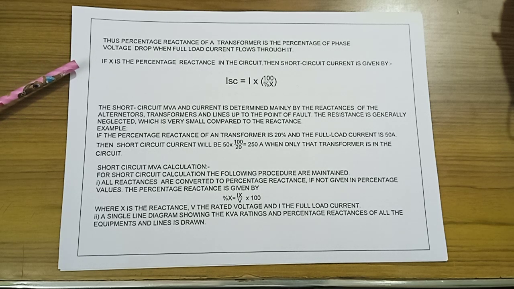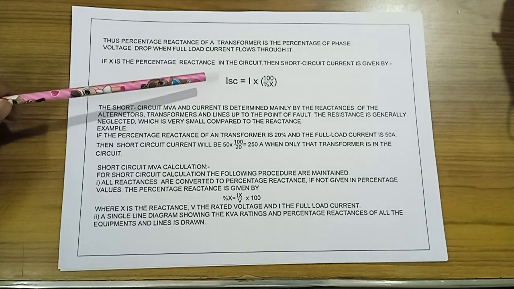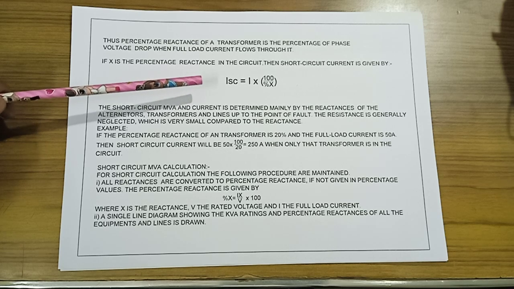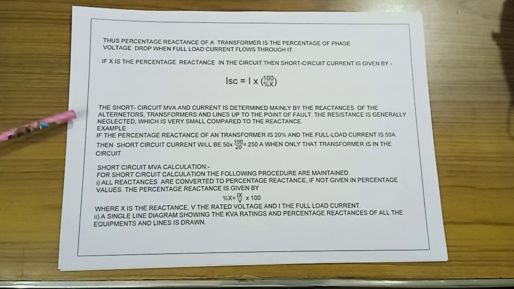If X is the percentage reactance in the circuit, then the short circuit current is given by ISC. ISC is equal to I into 100 by percentage reactance. The short circuit MVA and current are determined mainly by the reactances of the alternator, transformers and lines up to the point of fault. The resistance is generally neglected, as it is very small compared to reactance.